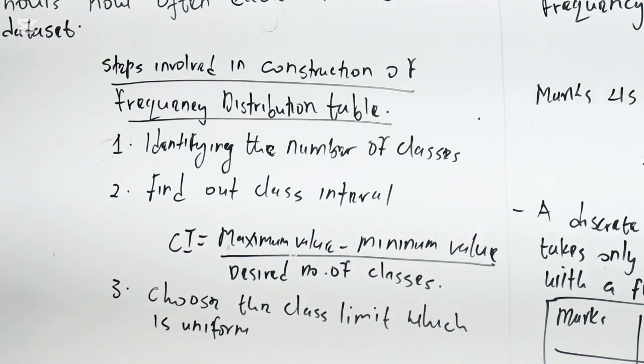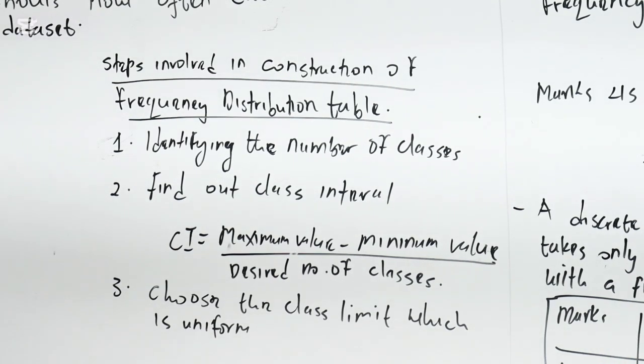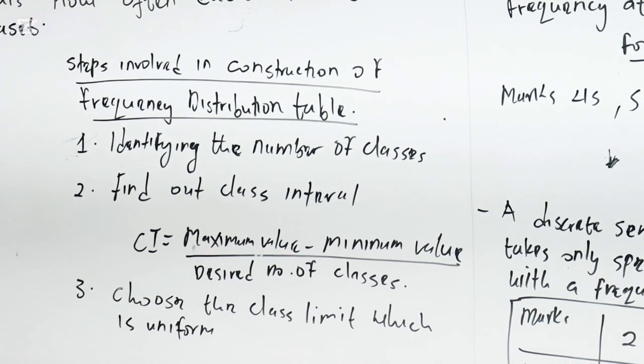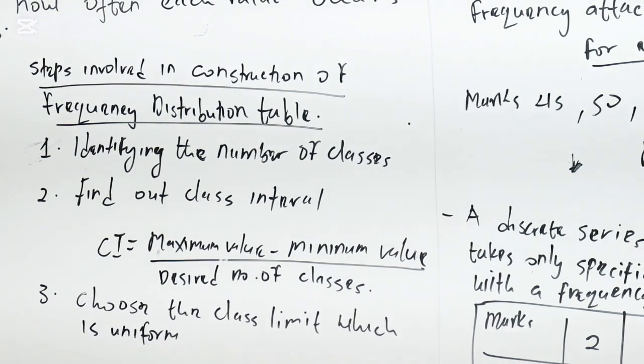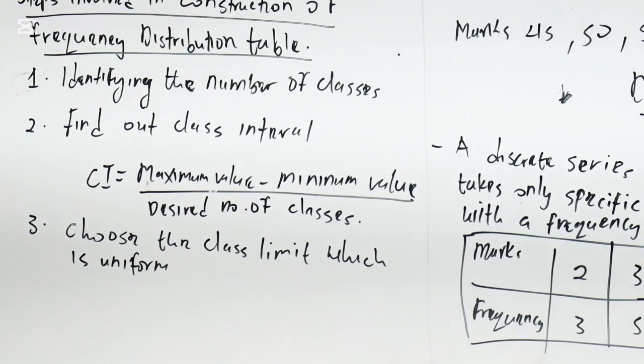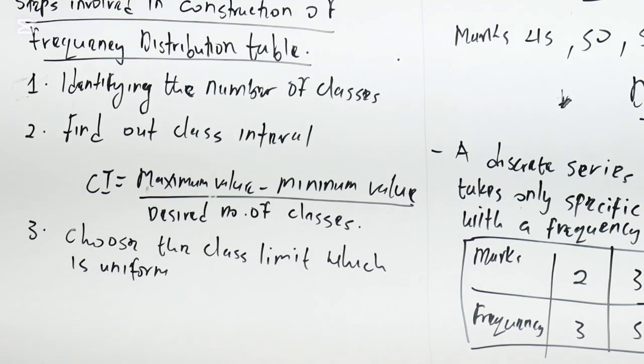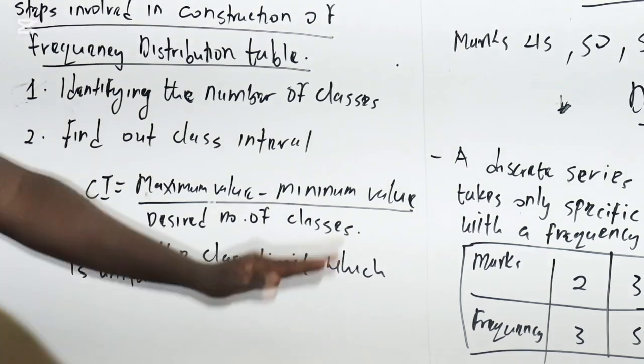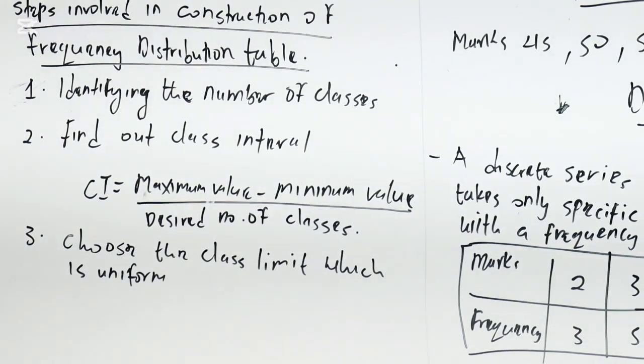In a question where you are not given a class interval, that's how you get your class interval. Then step number 3, choose the class limit which is uniform. Now, your class limit, I'll explain it when we'll be drawing the frequency distribution table.